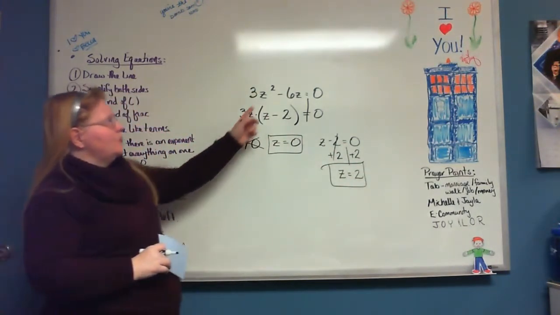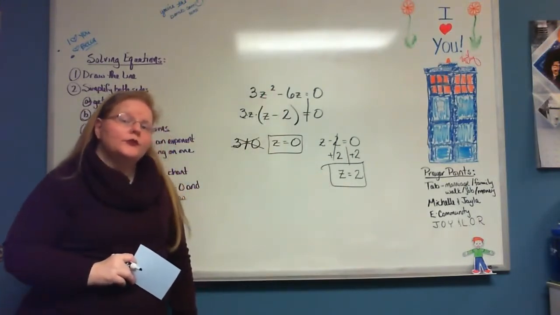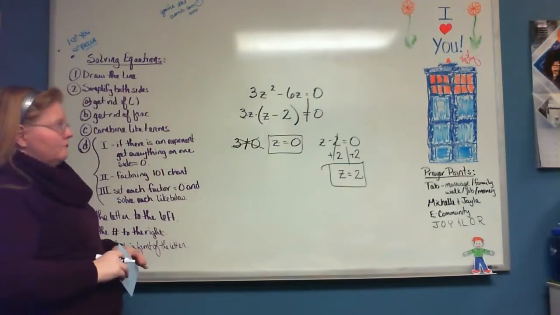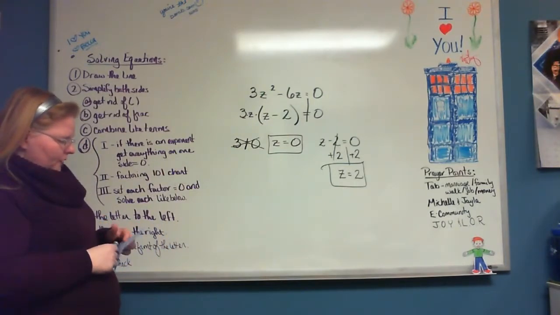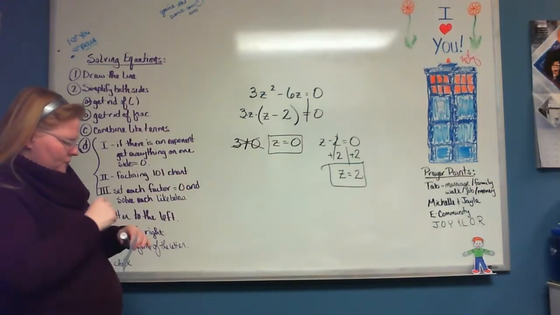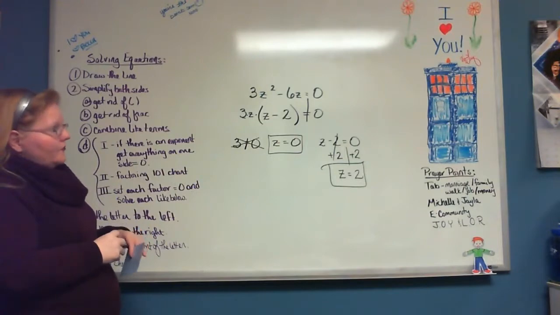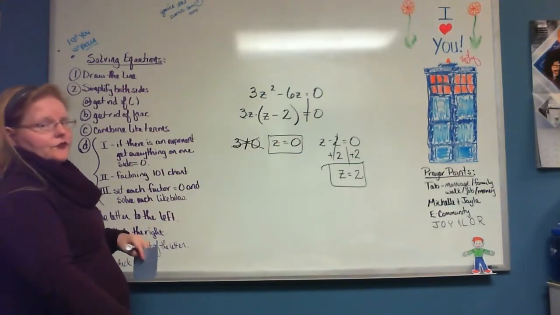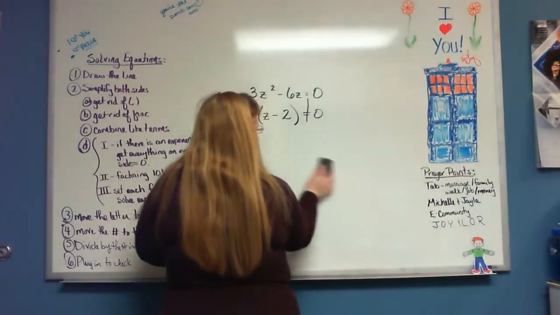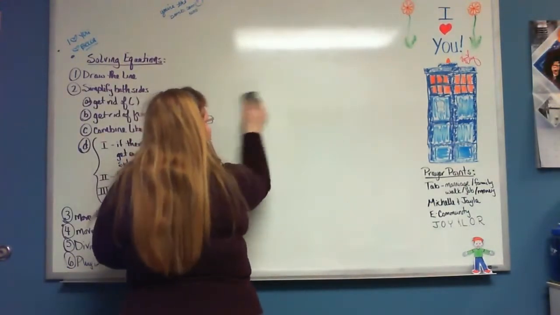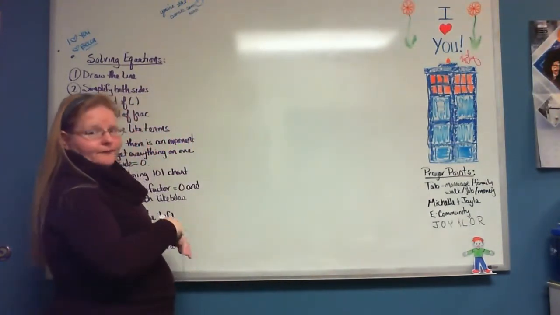Anytime you have a square term, you should end up with 2 answers and only 2 answers. Does that mean if you have a cube there, you should end up with 3 answers? Absolutely. If you have a 4 for an exponent, you end up with 4 answers. All that's true. One more.